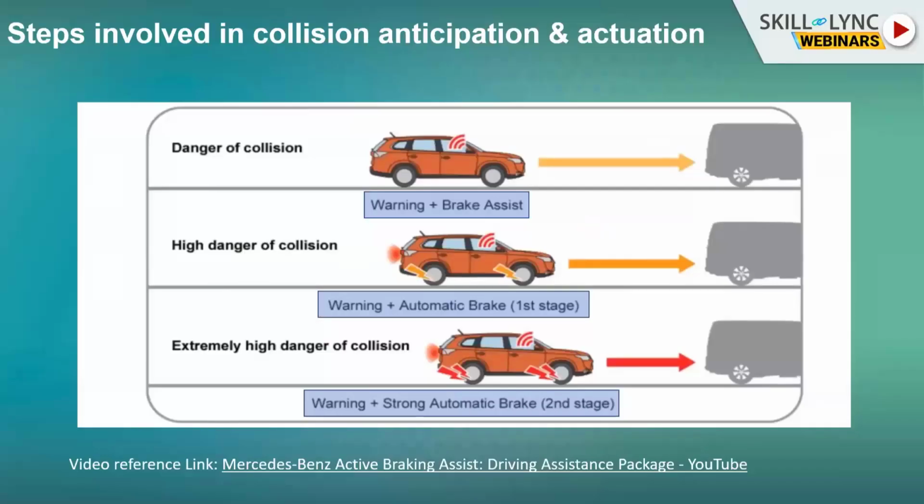So, getting into the steps of how exactly this functions. First of all, there will be a danger of collision. My vehicle will sense some kind of danger of collision. So what it will do is show a warning sign in the HMI, or the human machine interface. In that, it will show a warning sign, and additionally, it will also apply the brakes.